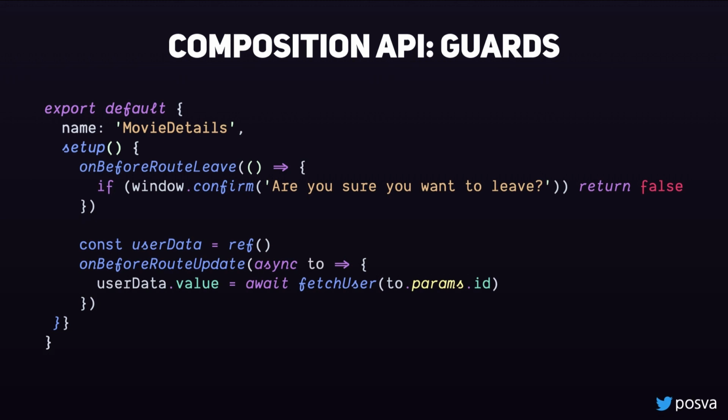So we have by default only these two versions that are nice, which is onBeforeRouteLeave and onBeforeRouteUpdate. And the good thing about these two versions is that you can use them also in components that are nested inside route components, which is not the case for the options API, where you can only use them on the route components themselves. So that's pretty neat.